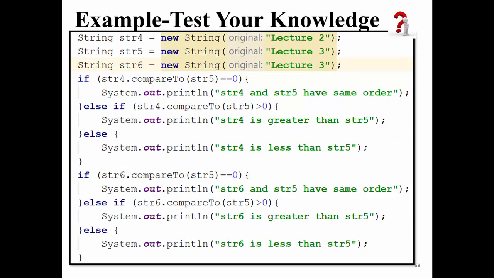Okay, this is an example where we have strings 4, 5 and 6, and we ask about compareTo. So what will be printed? Take half a minute and let me know what will be printed, and make sure that you read the question carefully: we have an if-else, and in the second part also an if-else, which means either two messages, or one message, or I don't know what will be printed. You can give me the answer after half a minute.